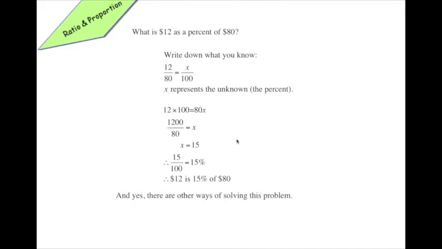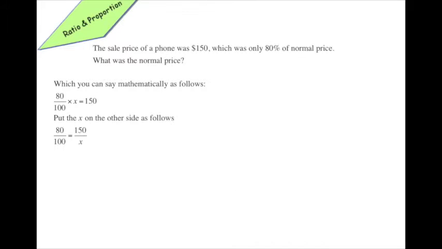The sale price of a phone was $150, which was only 80% of normal price. What was the normal price? Okay, so we're given the 80%, which is 80 over 100. We're given the part, but we're not given the full. So we've got 80% of this number, which we don't know, which we've called x, equals 150. By the way, it doesn't have to be x, it can be y, z, a, b, c, it doesn't matter, it's any pronumeral or any algebraic symbol.